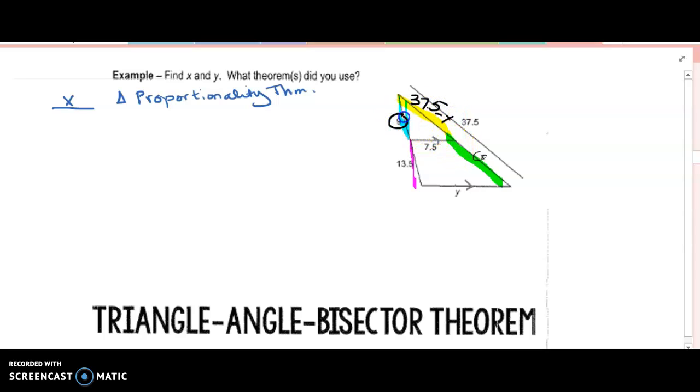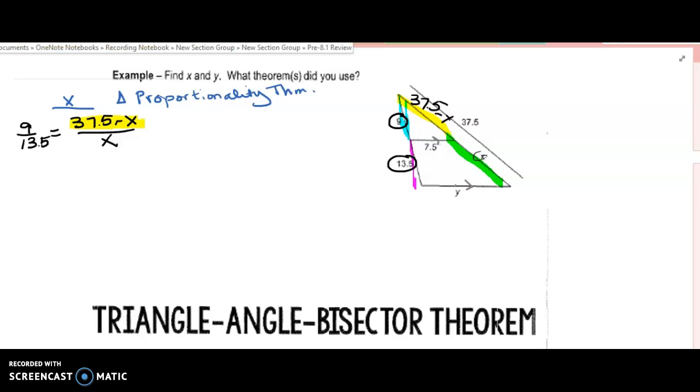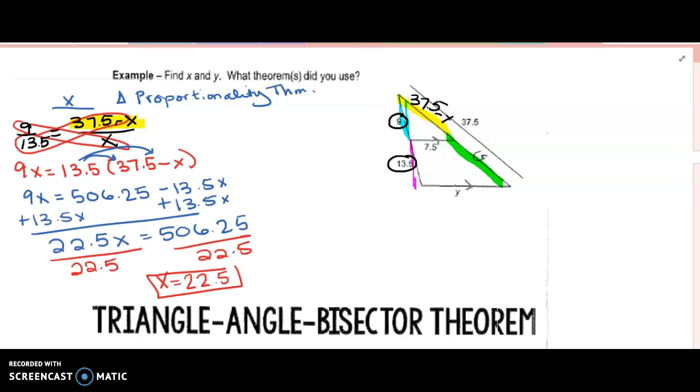Okay, so I can set up a proportion. I can say 9 over 13.5 is going to equal 37.5 minus x over x. Okay, and don't forget to put this in parentheses. So I want you to go ahead and solve this from here. I've done the hard part, now you solve it. All right, so as you worked it out, hopefully you put this in parentheses, you should have got your final answer as x equals 22.5.